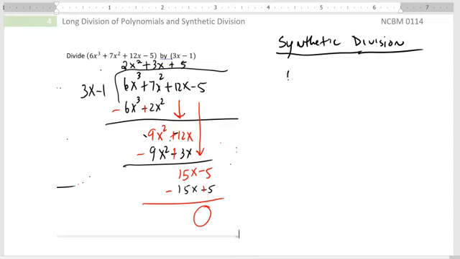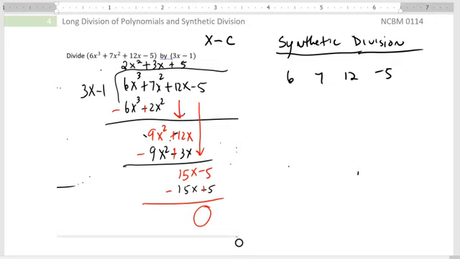Okay, so for this example, let's use synthetic division. So my coefficients are 6, 7, 12, and negative 5. In order to use synthetic division, your divisor should be in this form, x minus c. But notice here that you have a 3 in front. So one of the best ways to do this is going to be to use the long division. But if you want to use synthetic division, you still can do that.